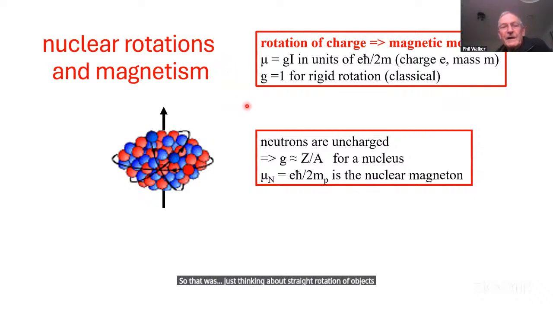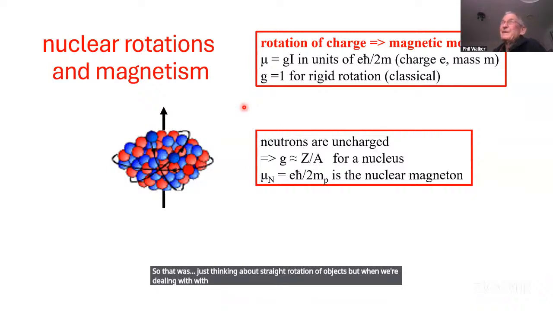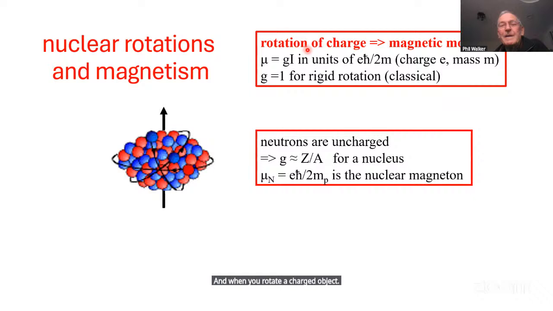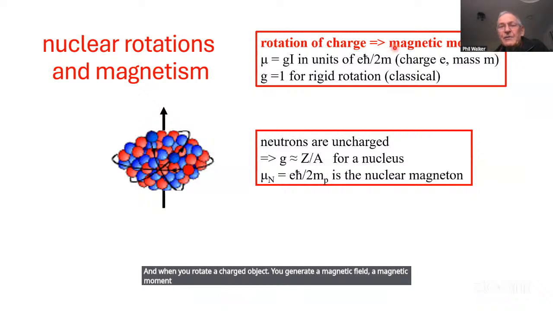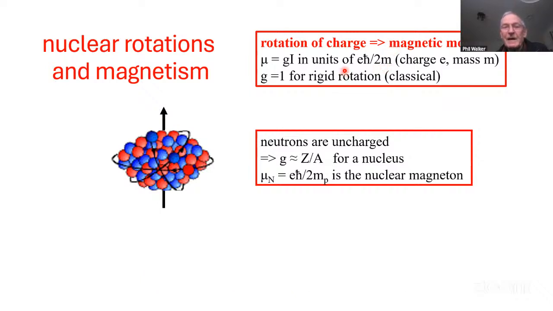But when we're dealing with, well, also with very large, but more obviously with very small, the objects that are rotating are charged. And when you rotate a charged object, you generate a magnetic field, a magnetic moment. And so if you put rotating charged objects in a magnetic field, then they line up in certain ways, and this can be used to determine the strength of the magnetism, the strength of their magnetic moment.